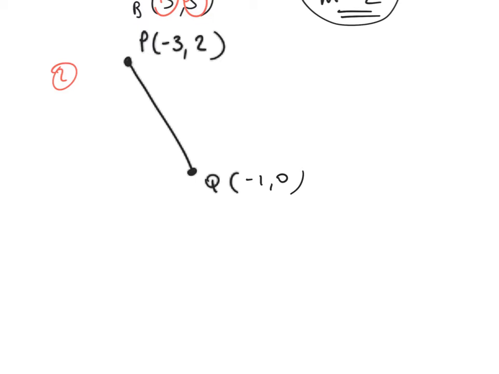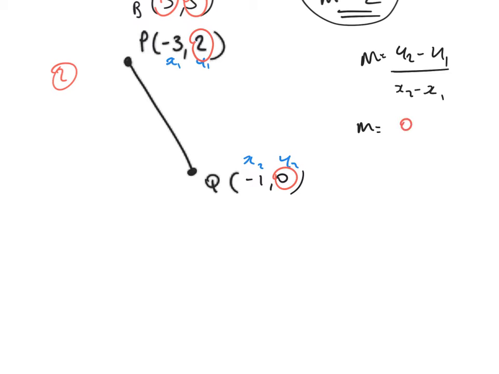Okay, here's an example 2. So let's remember to label the points from left to right. X coordinate 1, x1, y1, x coordinate 2, and y coordinate 2. M equals y2 minus y1 over x2 minus x1, so that's 0 minus 2 over minus 1 minus minus 3. So it's not minus 1 minus 3, it's minus 1 minus minus 3.